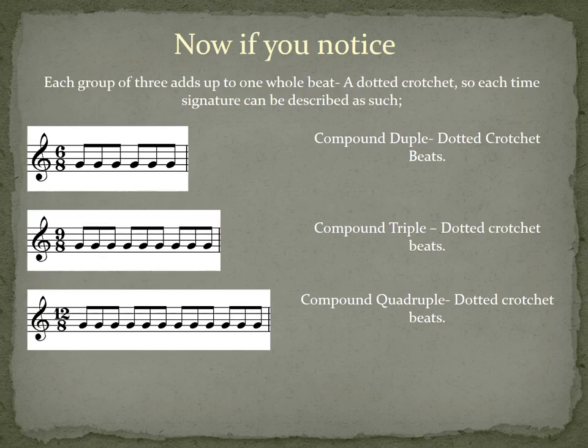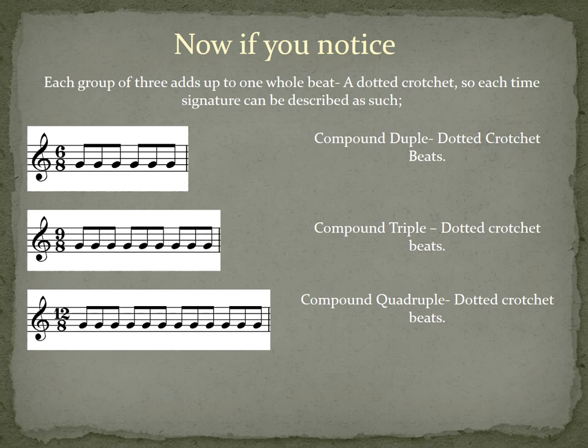So, did you notice that each group of 3 adds up to 1 whole beat, a dotted crotchet? So each time, the time signature can actually be described as such. So rather than saying 6 over 8 is 6 quavers grouped into 2 lots of 3 quavers, what we do is we say 6 over 8 is actually two dotted crotchet beats, compound duple. So the correct way of saying 6/8 definition is 6/8 compound duple dotted crotchet beats.